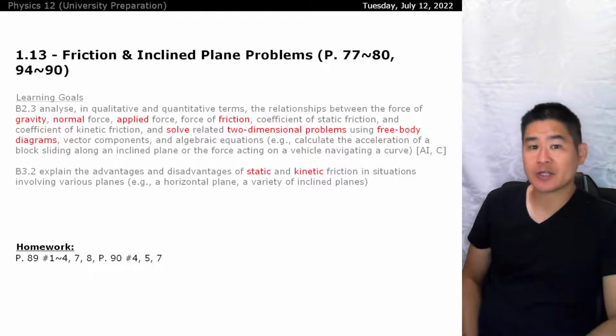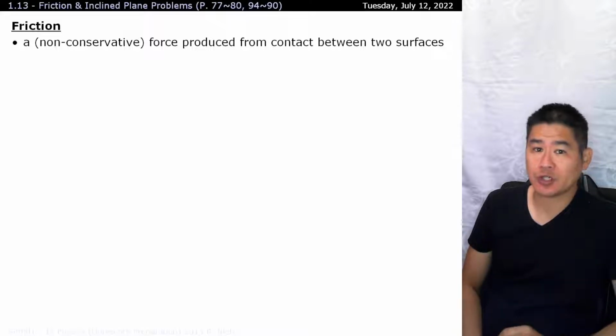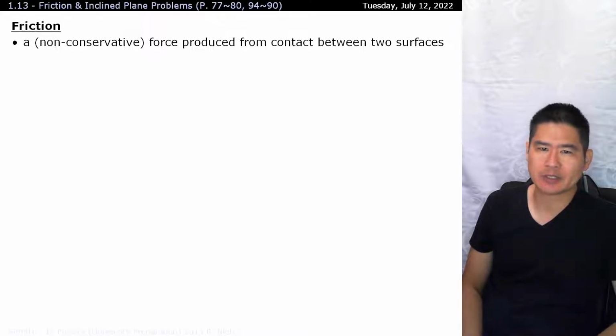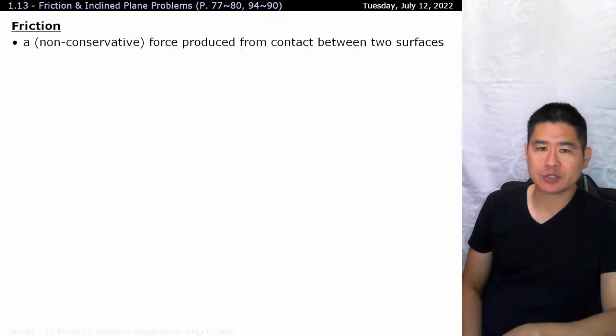Friction is classified as a non-conservative force. Effectively, it's a force where you can't reharness the energy again, like in a spring or an elastic band. Other examples of non-conservative forces are the normal force as well as tension.